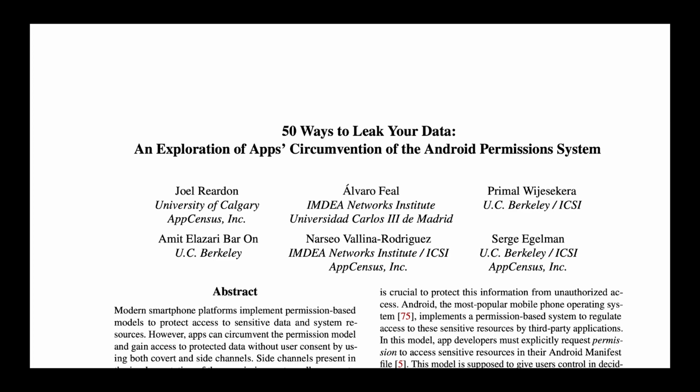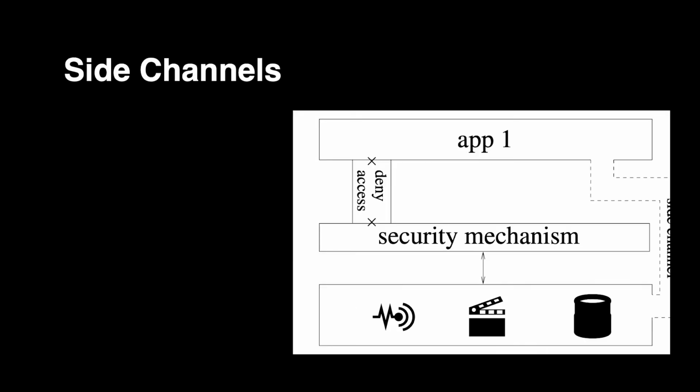Basically, what we did was, using our framework, we started auto-detecting side channels and covert channels that apps are using. And what I mean by a side channel is basically a way of bypassing a security mechanism. So the app tries to access, say, location data, but it's protected by the permission system.